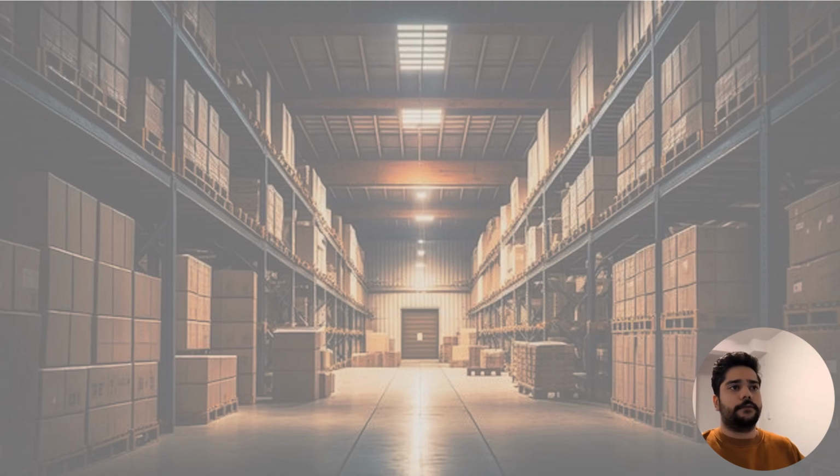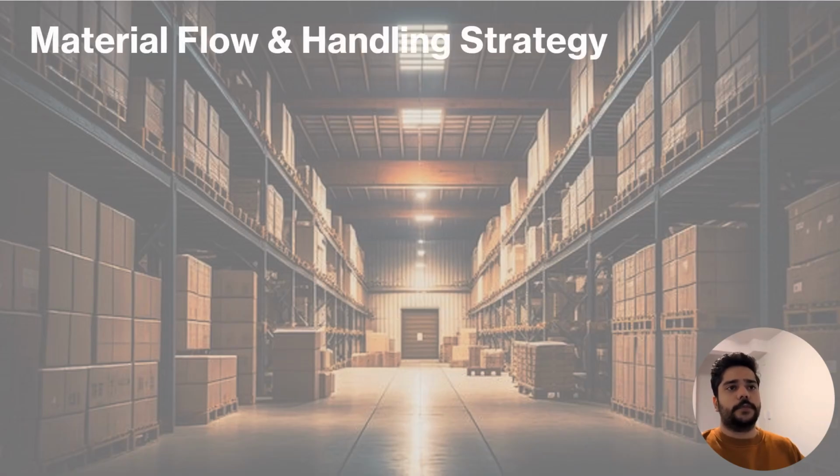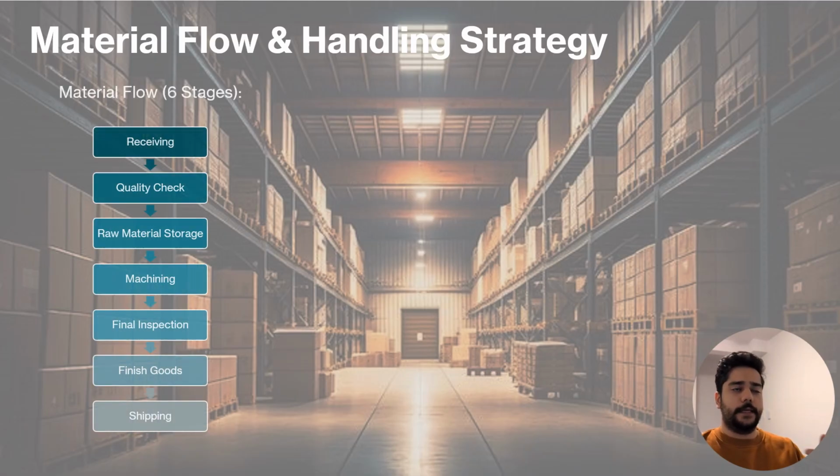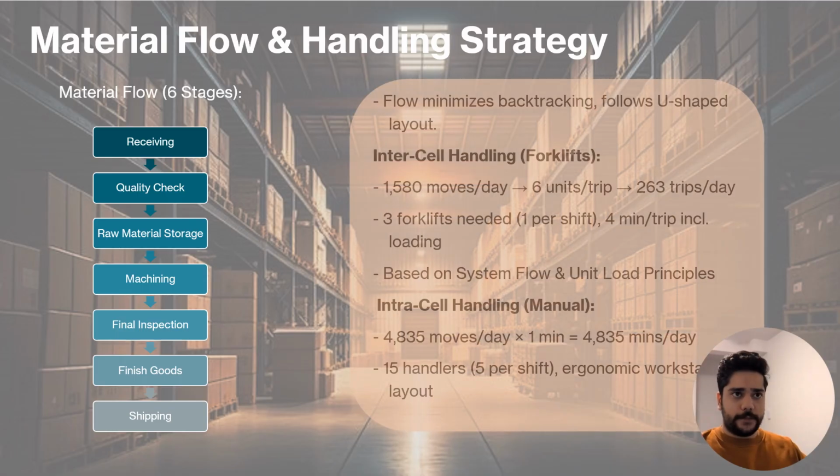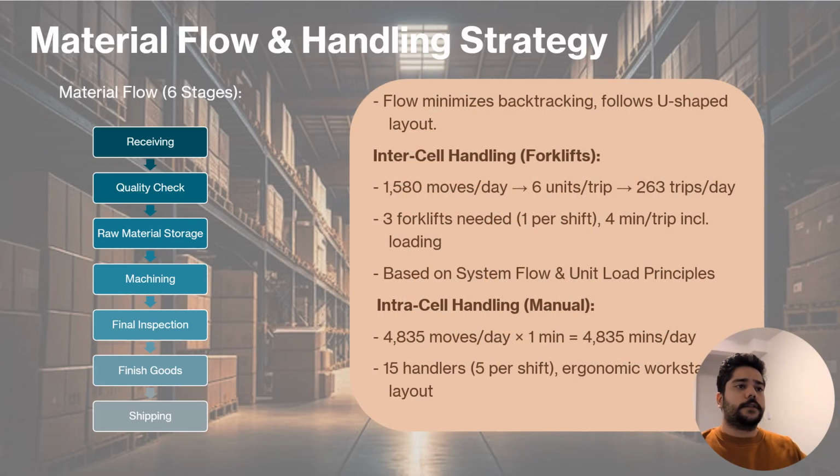The material flow at OKKO follows 6 key stages: receiving, quality check, raw material storage, machining, final inspection, and finished goods storage. This flow is designed to minimize backtracking and create a logical U-shaped layout. Forklifts handle intercell movements with 1,580 moves per day, requiring 3 forklifts. Manual handling covers 4,875 moves daily, needing 15 handlers.